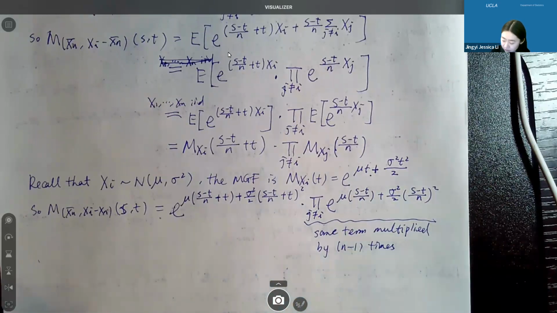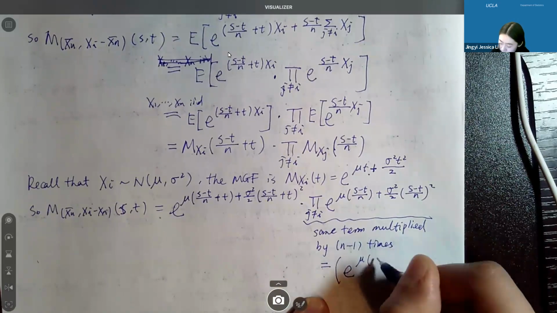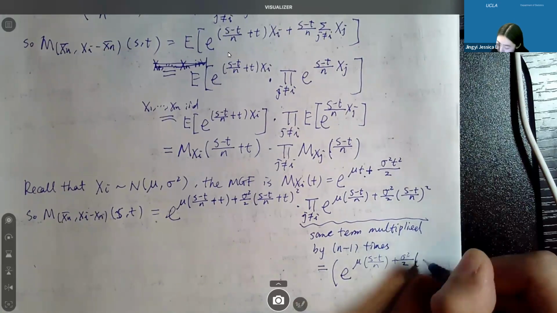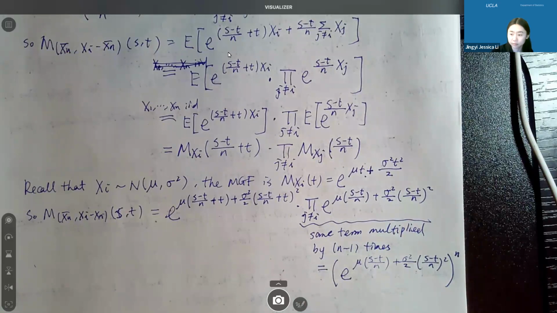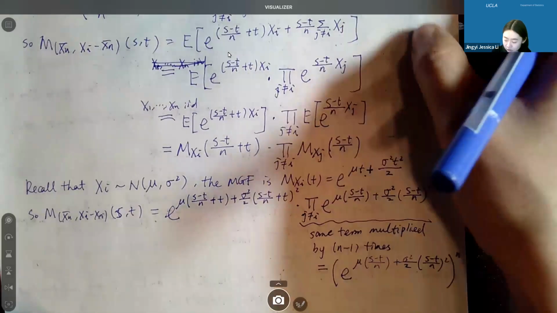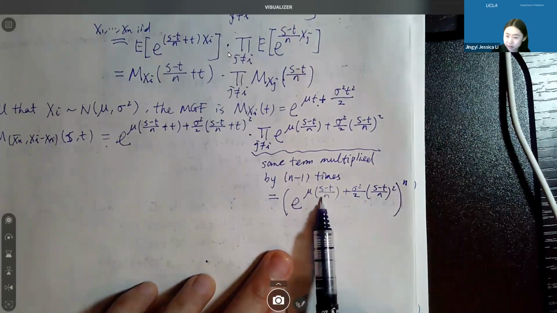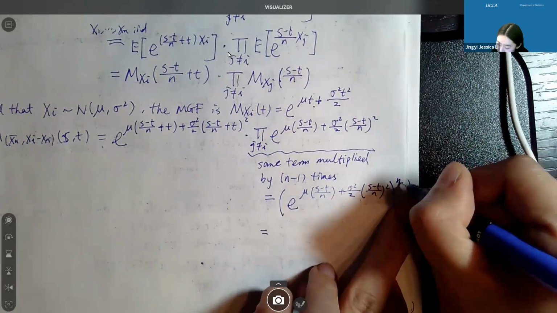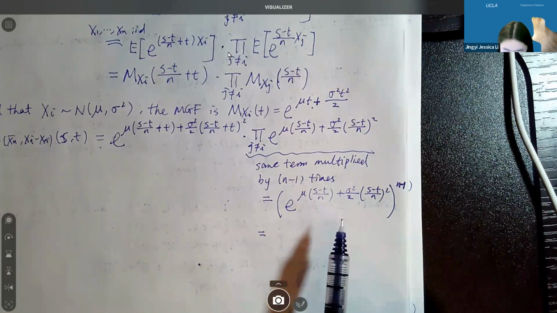In other words, this is equal to, I'll just write it here, e to the mu times (s minus t over n) plus sigma squared over 2 times (s minus t over n) squared, and this thing to the power n minus 1. And again, you guys should know that a power multiplies into the exponent, so we do the multiplication. Oh, sorry, n minus 1, my bad. And the n minus 1 would go inside.